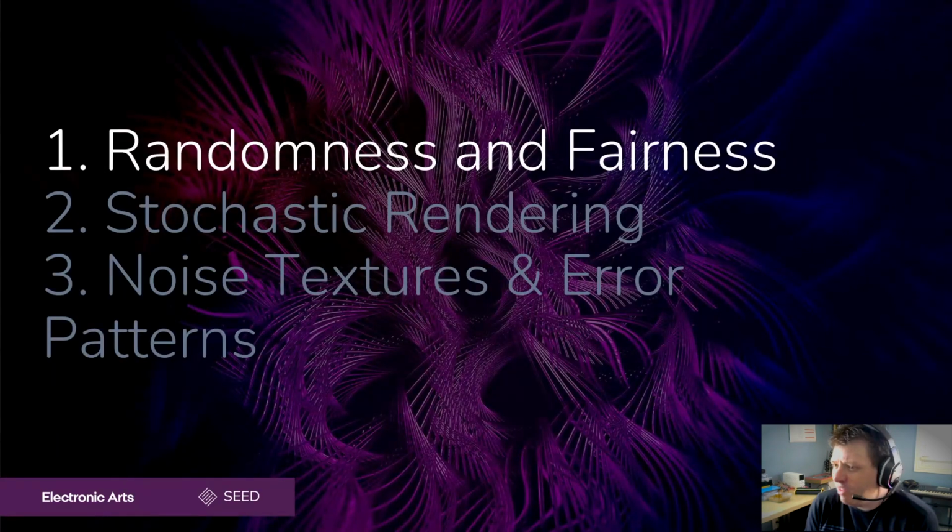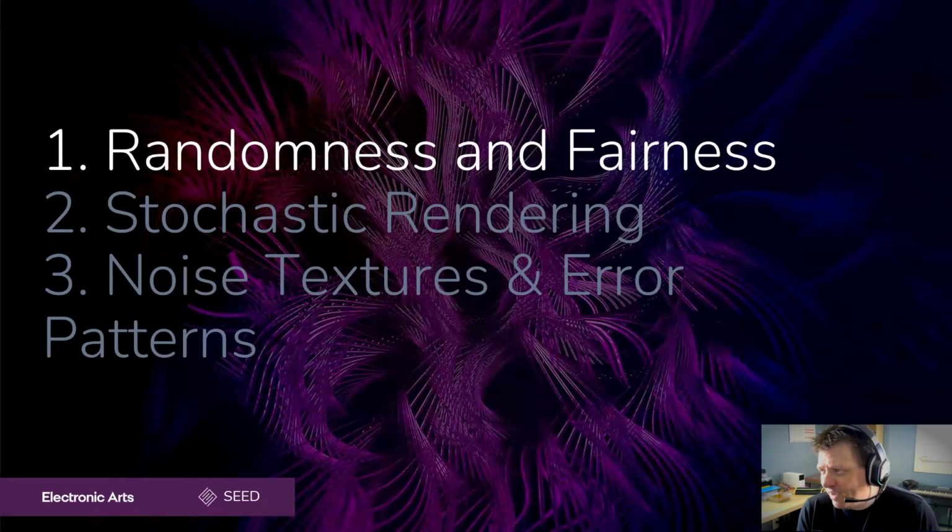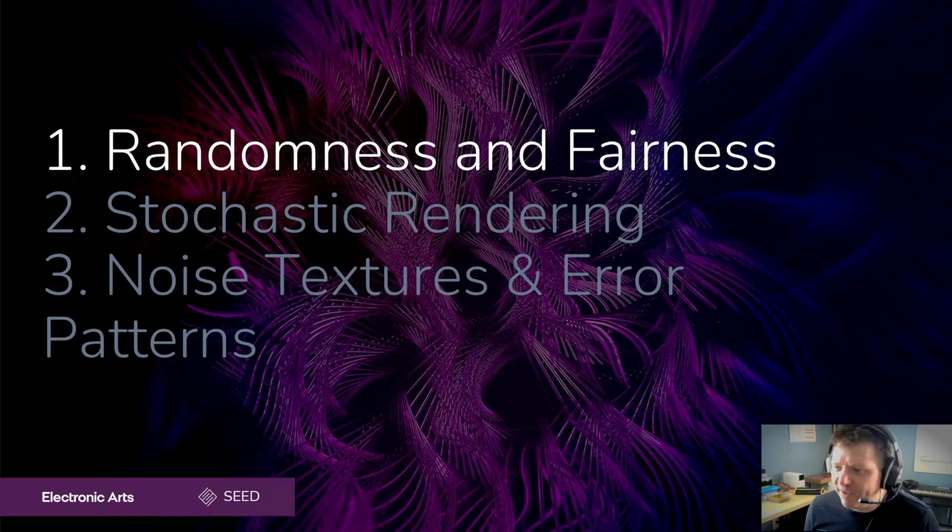With the motivation out of the way, here's how the presentation is going to go. It's broken up into 3 sections. We're going to first talk about randomness and fairness, then stochastic rendering, and lastly, we're going to talk about noise textures and error patterns. So first up with randomness and fairness.